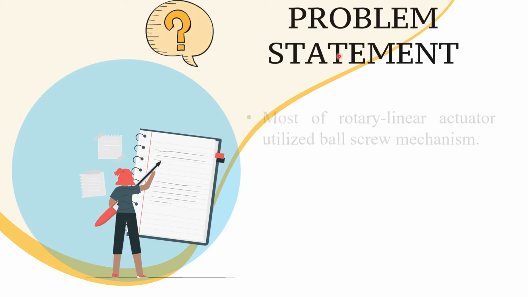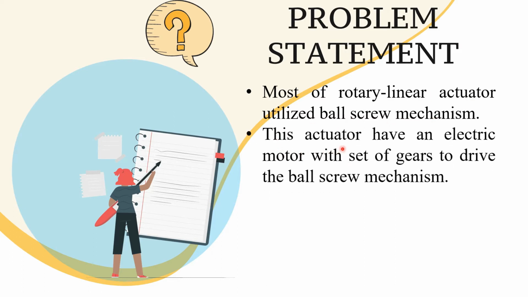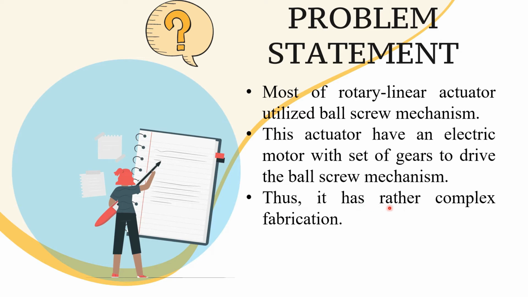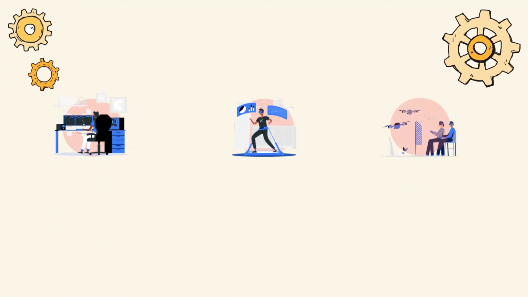The problem statement encountered in this research is that most rotary linear actuators utilize ball screw mechanism. This actuator has an electric motor with a set of gears to drive the ball screw mechanism. Thus, it has rather complex fabrication. As shown in the figure, depending upon their lead angle, the ball screw can be back-driven due to their low internal friction. For example, the screw shaft can be driven linearly to rotate the ball nut.